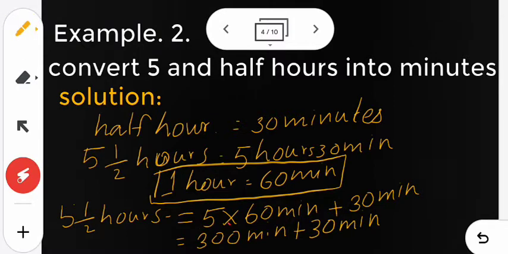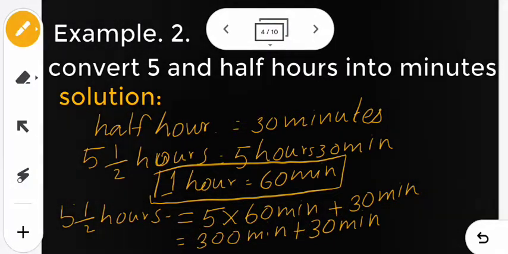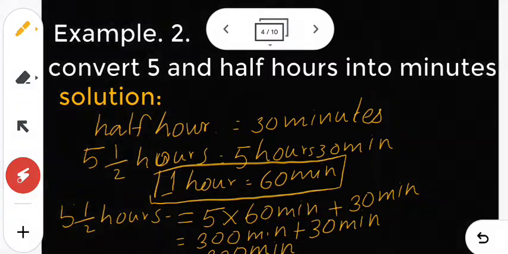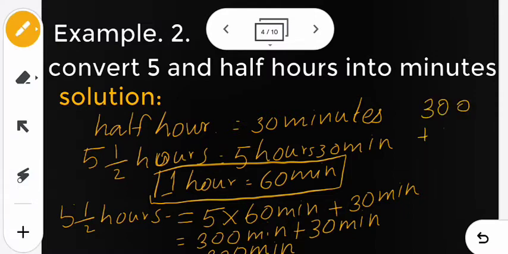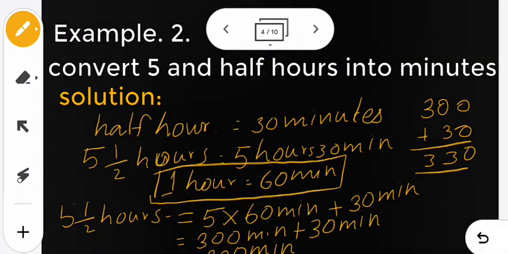Now 330, these two you have to plus. So 300 plus 30, it will be 330 minutes. Some of you make a mistake when you add. So those who are making mistakes, you have to arrange it like this, add, and write the correct answer. This is the way you have to do it.